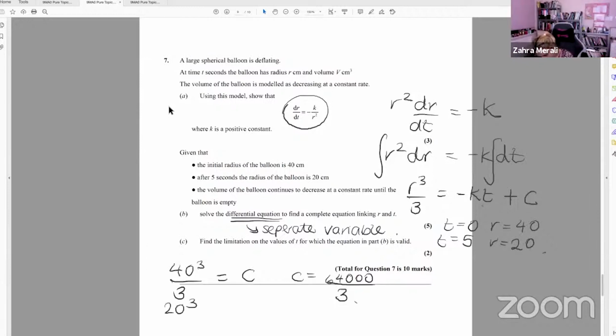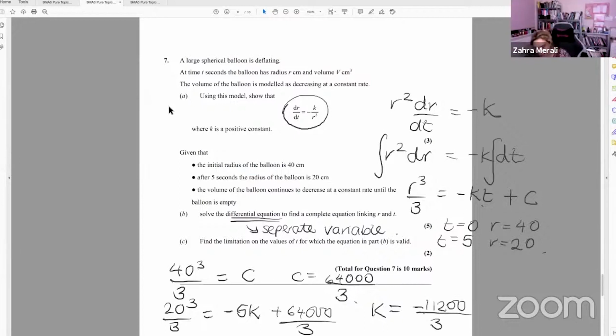And then I know when t equals 5, I've got 20. So 20 cubed over 3 equals minus 5k plus 64,000 over 3. If I rearrange that for k, I get 20 to the power of 3 divided by 3 minus 64,000 over 3, divided by minus 5. So I get minus 11200 over 3.